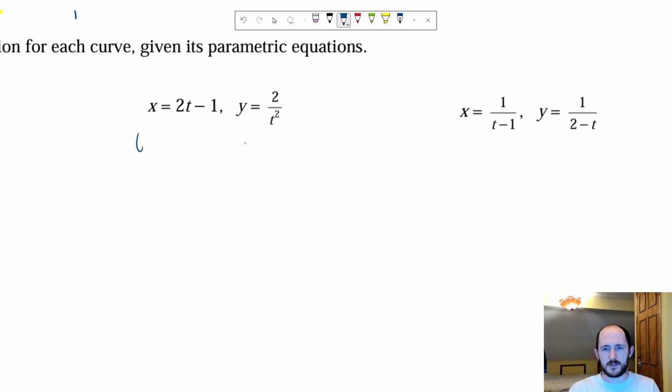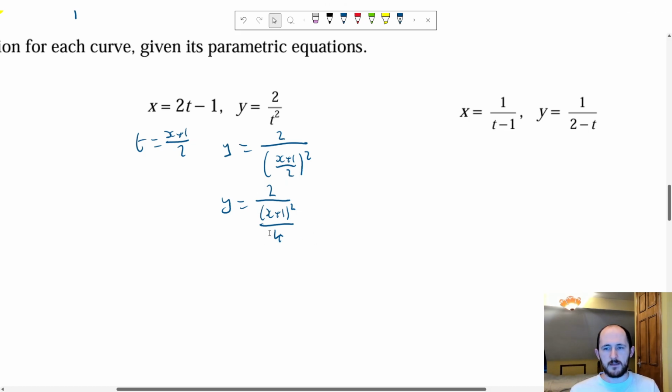So here we would have t equals (x plus 1) over 2. So that means y is equal to 2 over ((x plus 1) over 2) squared. So I'm going to expand that. We get 2 over... I might leave this as (x plus 1) squared, just because it's not going to look any nicer if I expand the quadratic. And then when you're doing this, in case you're a bit unsure, the way you would do that is you would separate it into this.